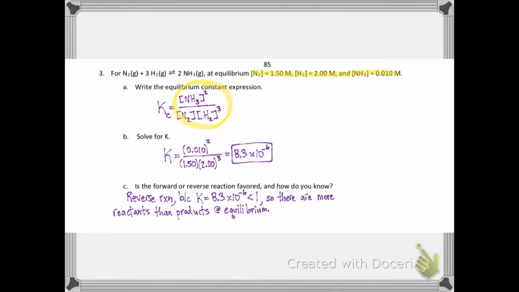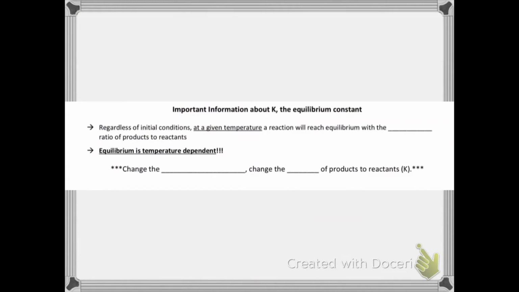So let's go ahead and talk a little bit more about the important information you can gain by looking at the numerical value for K. Now the crazy thing is, it doesn't matter how it starts. At a given temperature, a reaction will reach equilibrium with the same ratio of products to reactants every time. But you notice we keep saying at a given temperature? That's because equilibrium is temperature dependent. If you change the temperature, you will change the ratio of products to reactants.